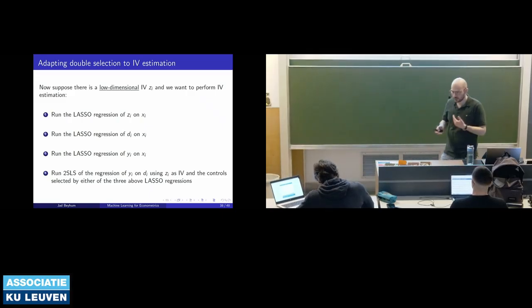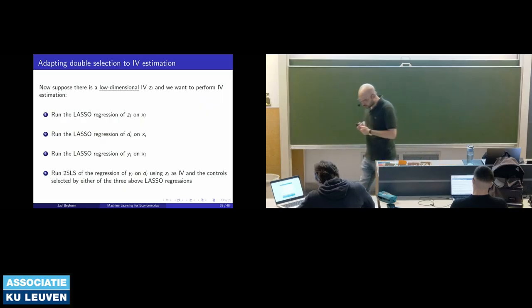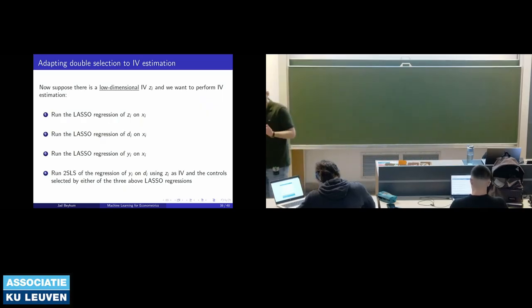But in the case of IV regressions, there is a third condition for a variable to create omitted variable bias: this variable must be correlated with ZI. To protect ourselves from that, we run the first lasso regression here.